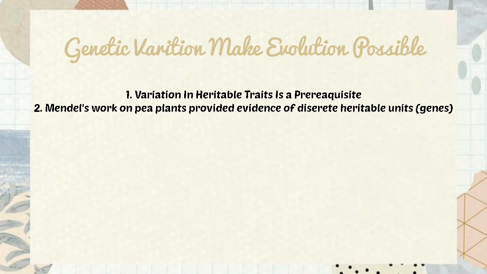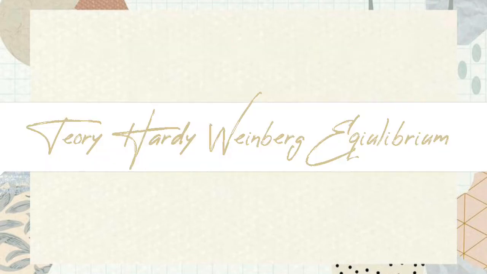Number 2, Mendel's work on plants provided evidence of these discrete heritable units called genes. So now we know that genes are actually these heritable traits that we're talking about.